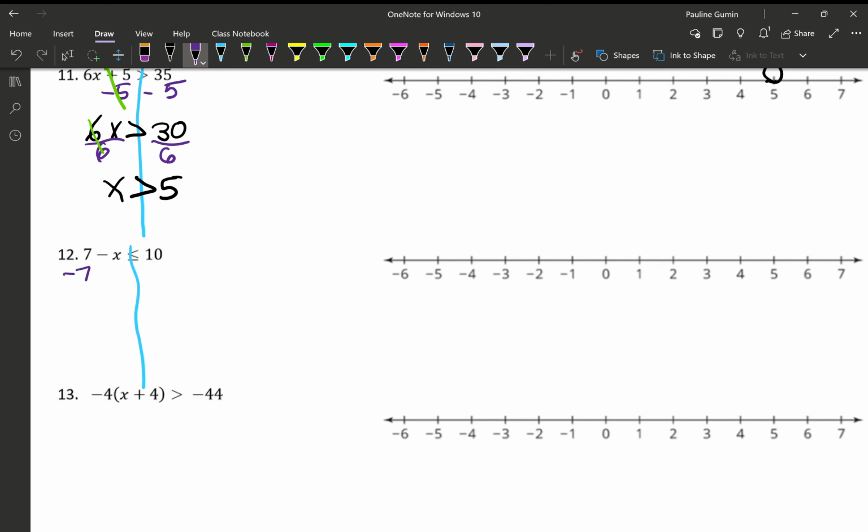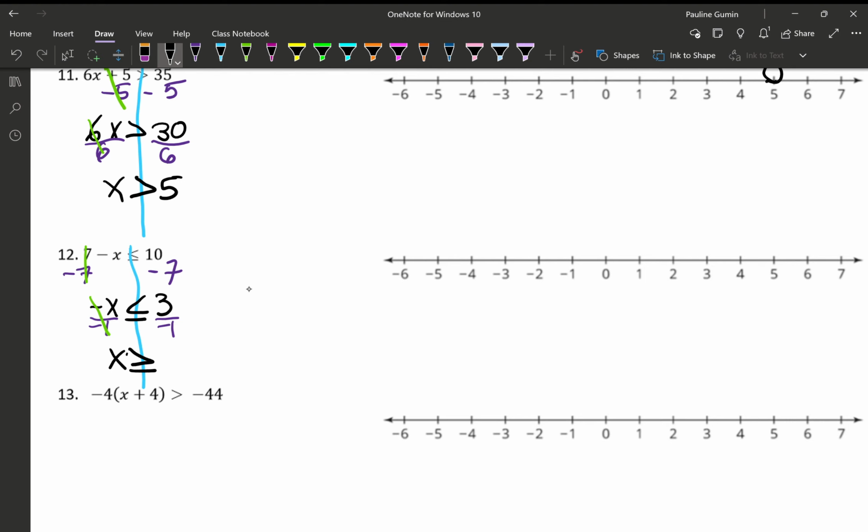All right, number 12. I'm going to put a line down the middle. Now whatever answer I get for number 12, my dot on the number line is going to be colored in because I have a line underneath my symbol. My goal is to get x by itself. I'm going to begin by subtracting 7 from both sides. They cancel on the left. So I've got negative x. I only subtracted, so my symbol stays the same. 10 minus 7 is 3. So negative x is less than or equal to 3.